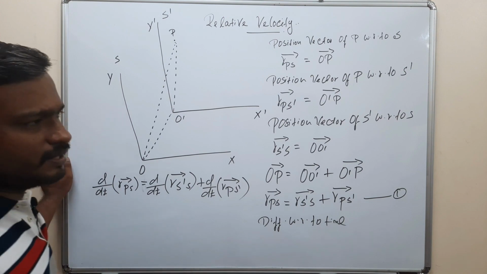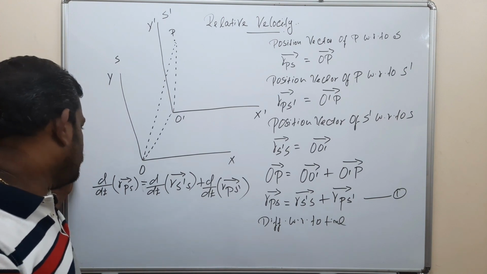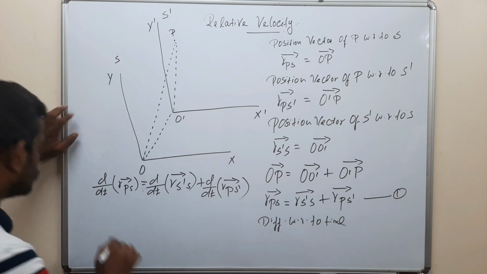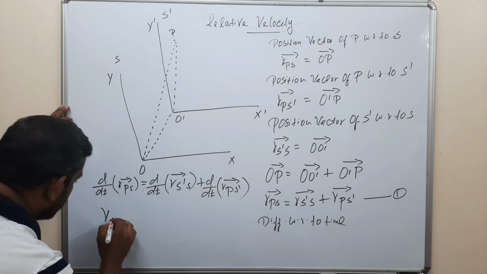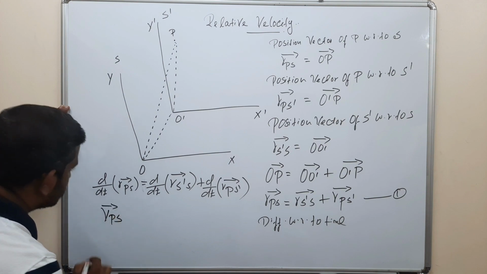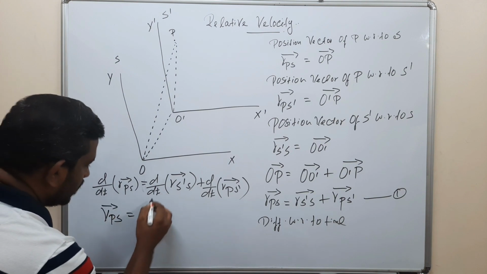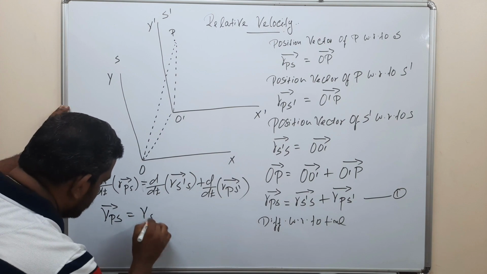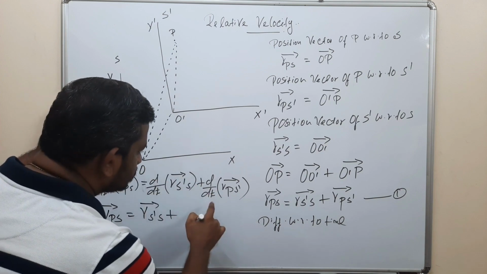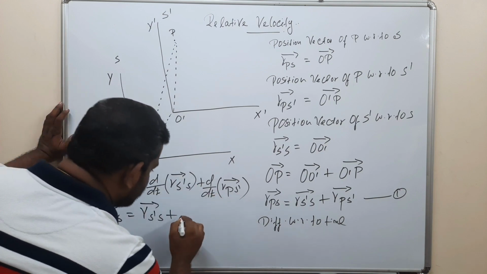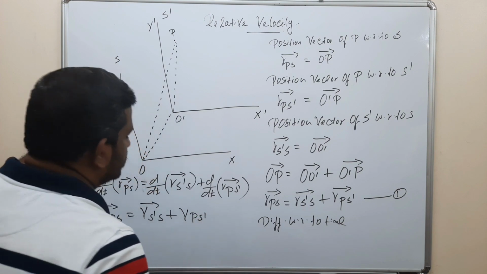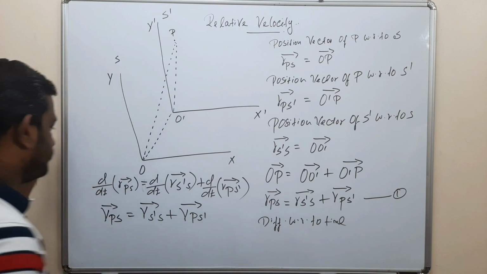So the differentiation of the position vector, that is position with respect to time, gives the velocity. So the velocity V P S vector is equal to d by dt of R S dash S, that is V S dash S vector, plus d by dt of R P S dash, that is V P S dash vector.